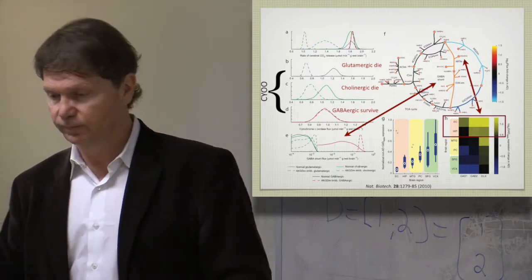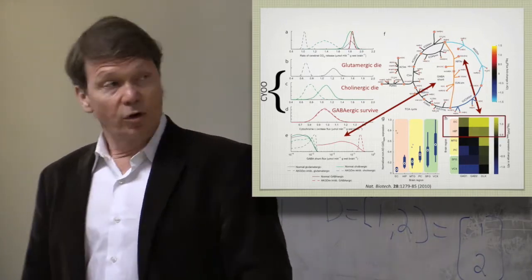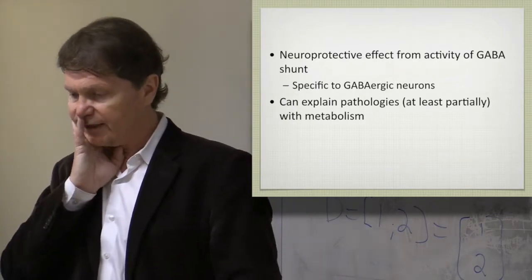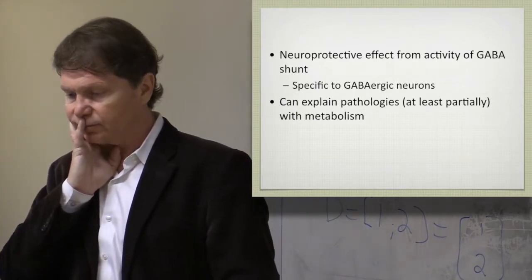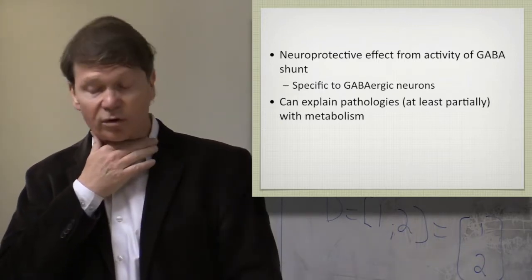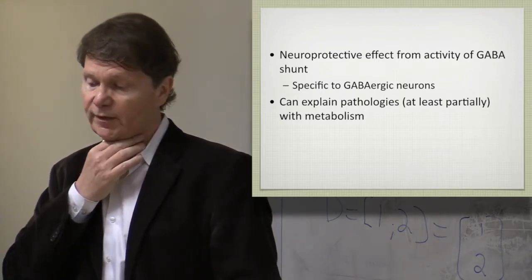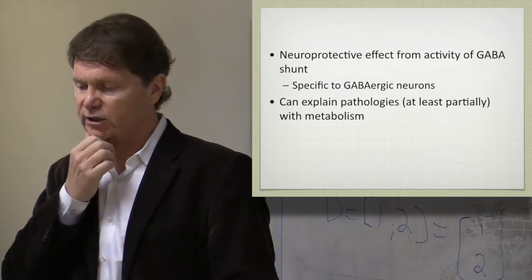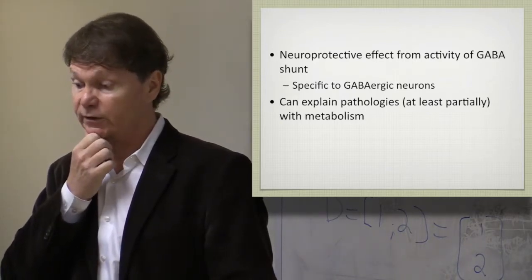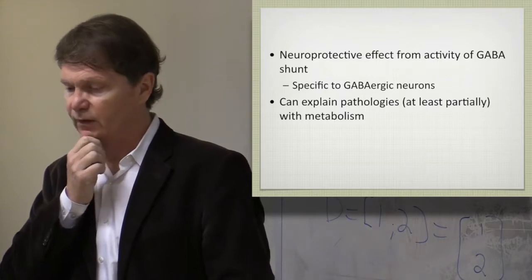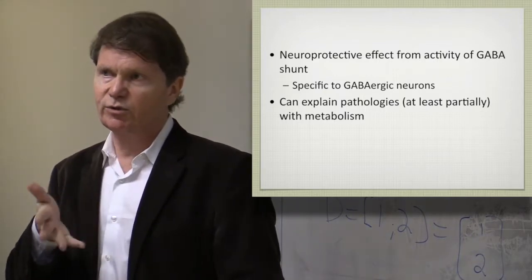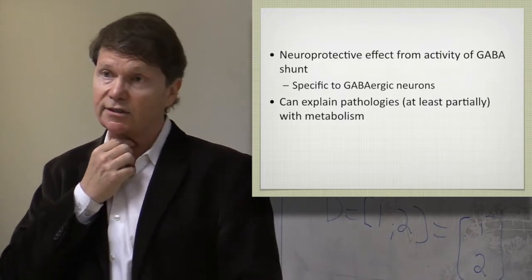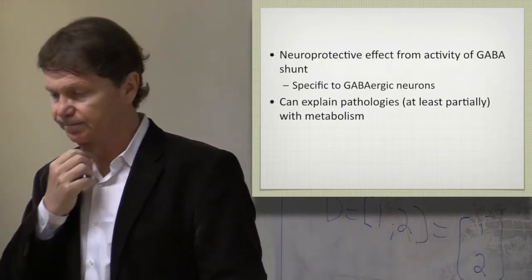Okay. So these are basically the conclusions, that the neuroprotective effect is specific to GABAergic neurons and is presumably related to a couple of genes, actually 3 genes that were fingered as a result of this analysis. So the pathology of Alzheimer's is of course more complicated, but at least there is some consistency there with the metabolic property.